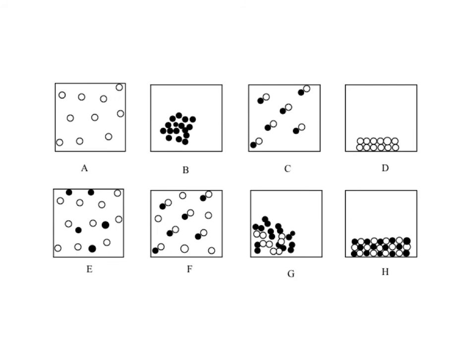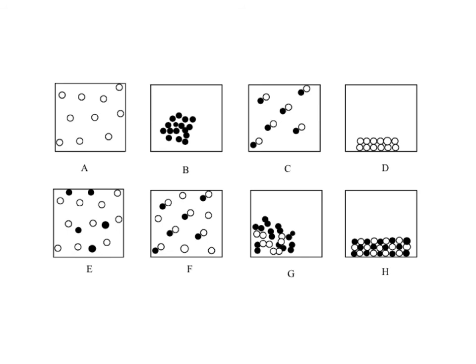Diagram B shows an element. Particles are loosely attached but close, therefore it's in the liquid state. In C, it's a compound of two elements in the gaseous state. Diagram D has an element in the solid state because particles are pretty tightly packed.